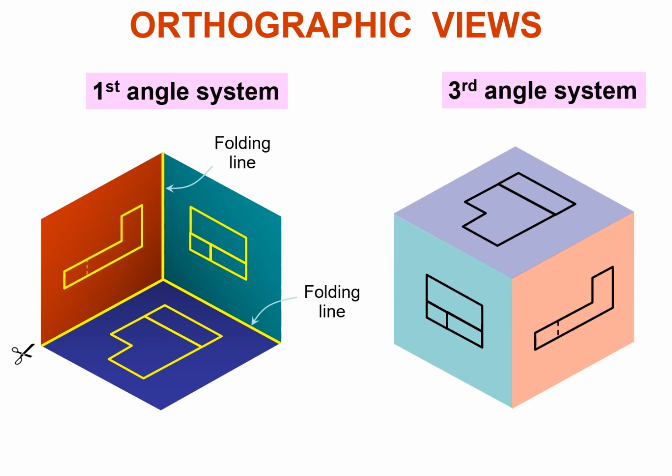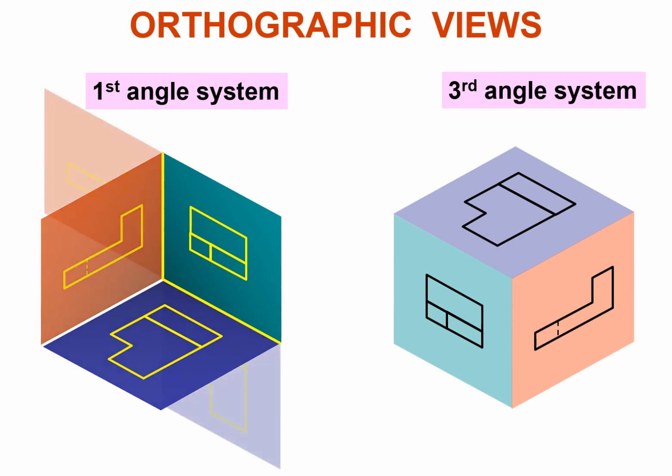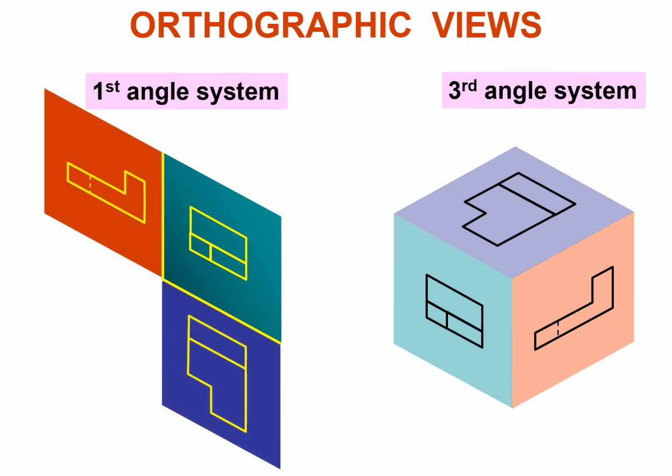We will actually cut them so that we can unfold them. All of this is imaginary, just to make you understand. We are not actually using a scissor, so this is just to make it clear to you. So this is how our front view, top view and side view will look in first angle projection.